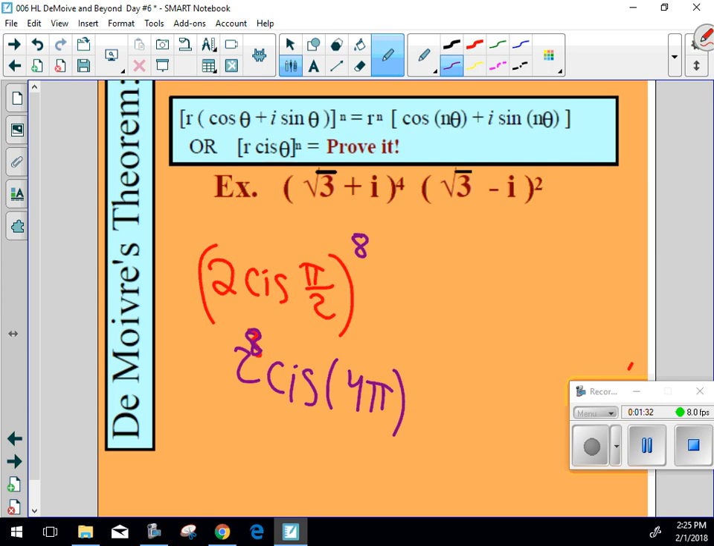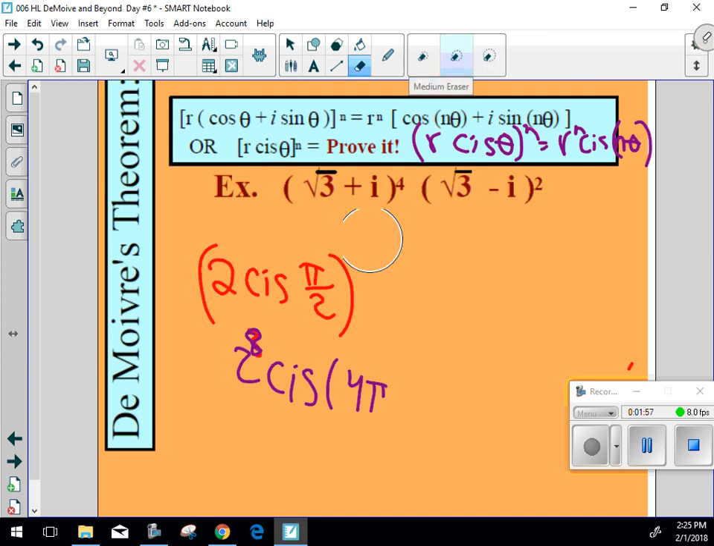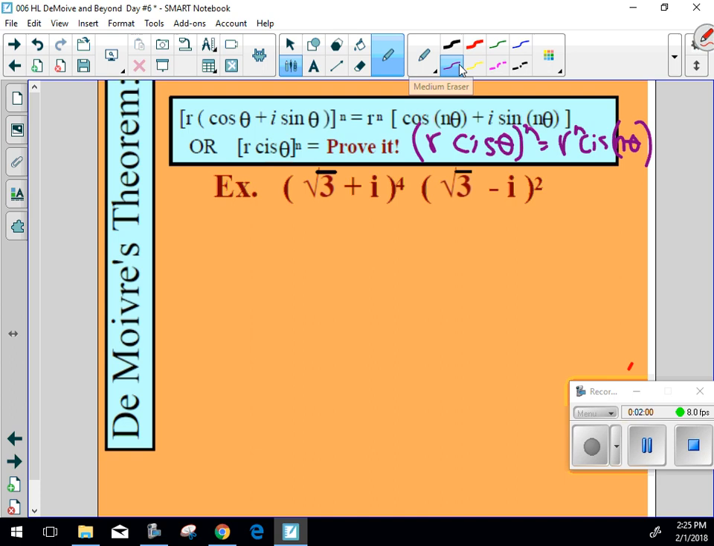But this is what they call DeMoivre's theorem. And DeMoivre's theorem is R cis theta to the n is going to be R to the n cis n times theta. I like to say it's R to the power cis theta times the power. And we're going to use that to solve this crazy problem.